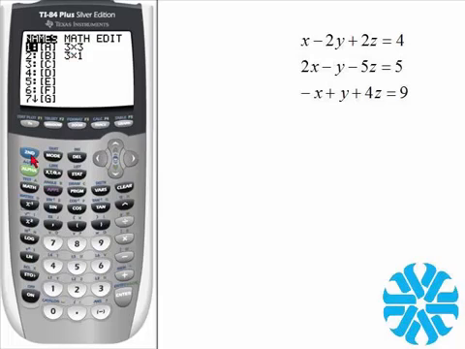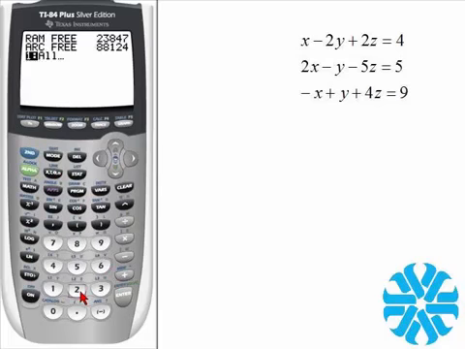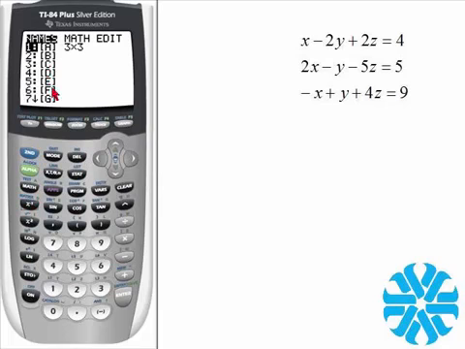We go to second function and mem. We go to number 2, mem management, delete. So number 2, and then number 5 for matrix. And let's say we just want to delete matrix B. So if we move down to here and select the delete key, then we can go back to the matrix screen, and now you see we only have matrix A.